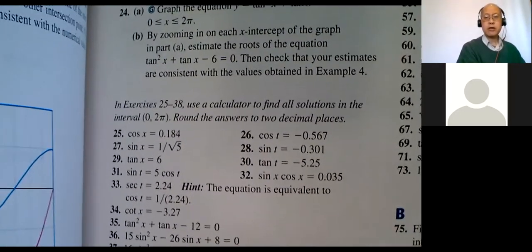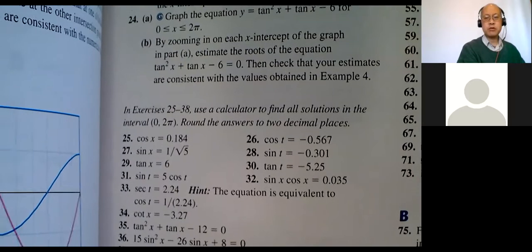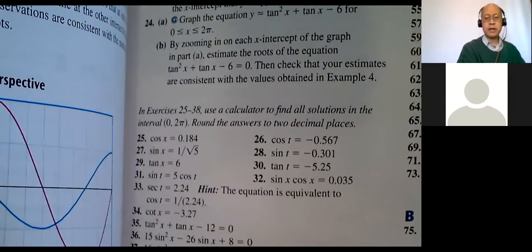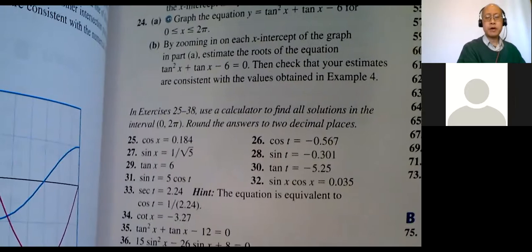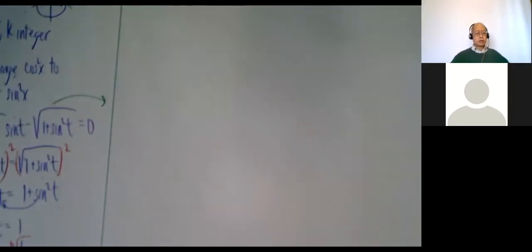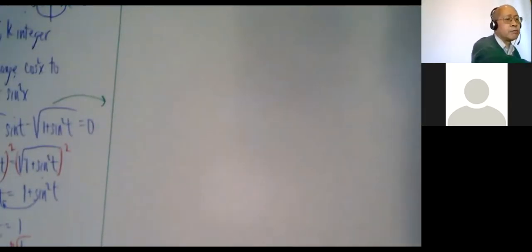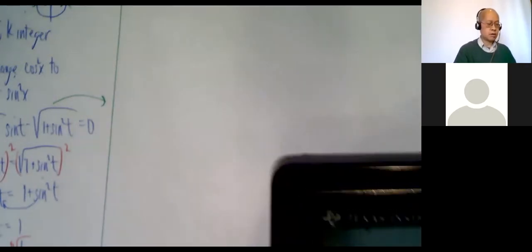Okay, use a calculator to find all solutions in the interval from 0 to 2 pi, rounding answers to 2 decimal places. Okay, 0 to 2 pi means I'm using radians. So the first thing I'm going to do is make sure I'm in radian mode, not in degree mode.